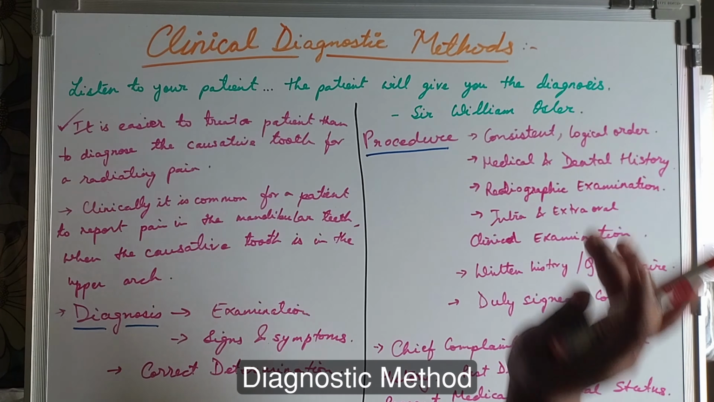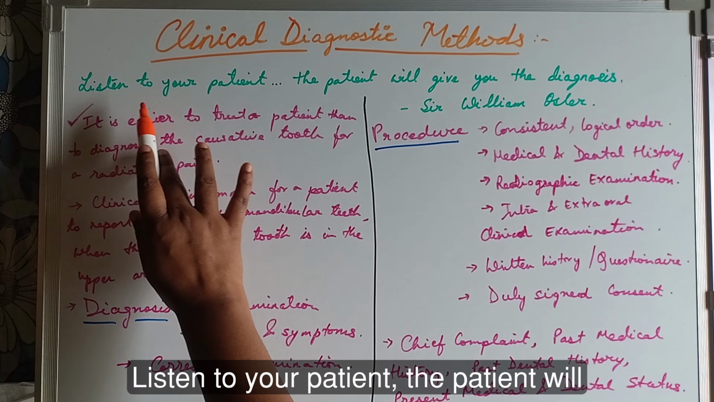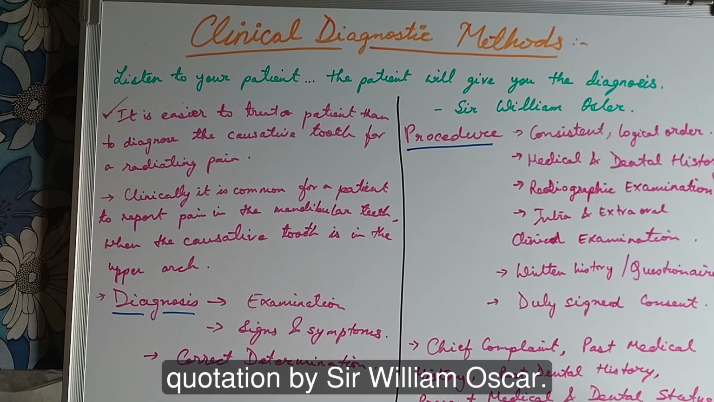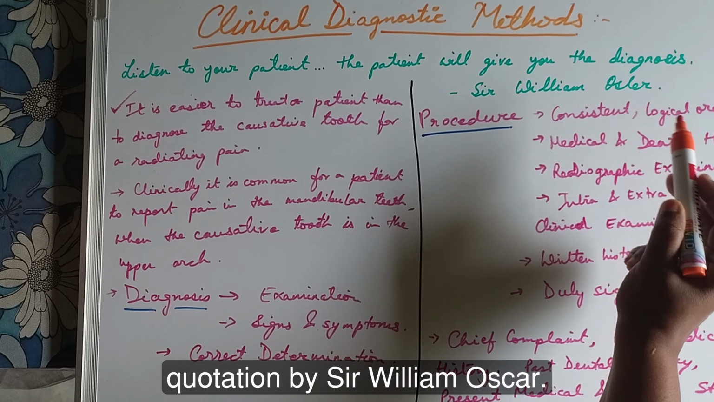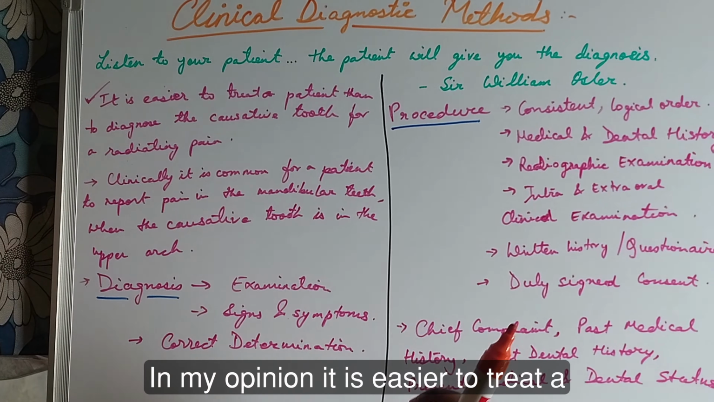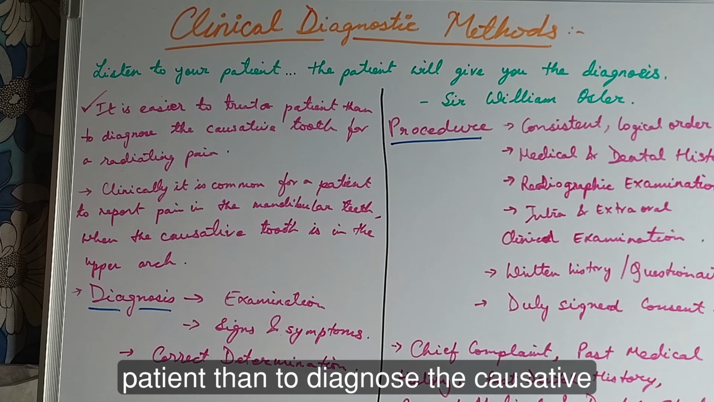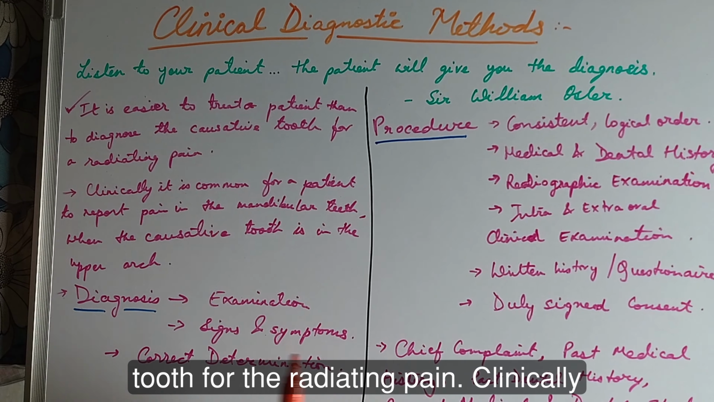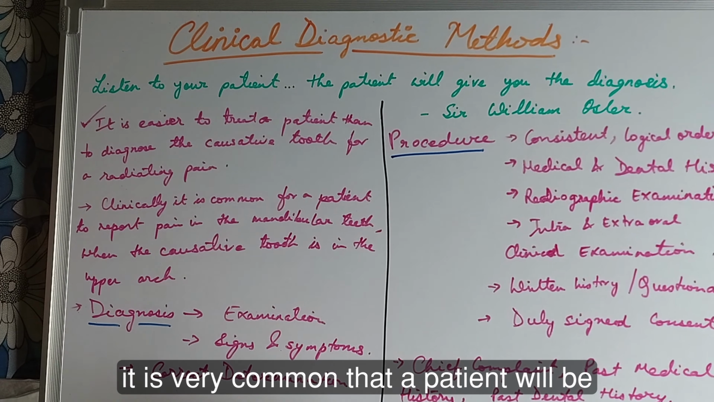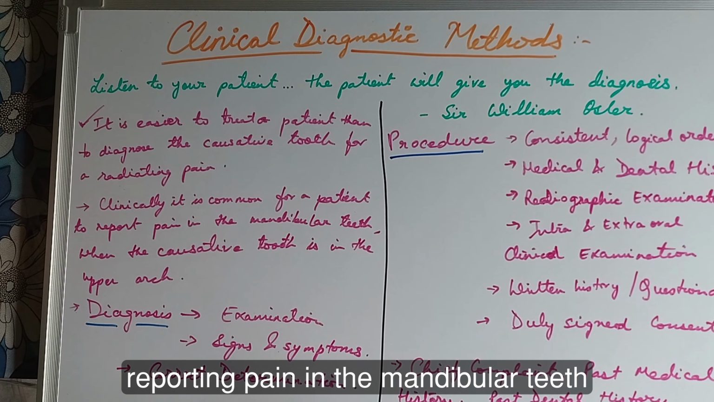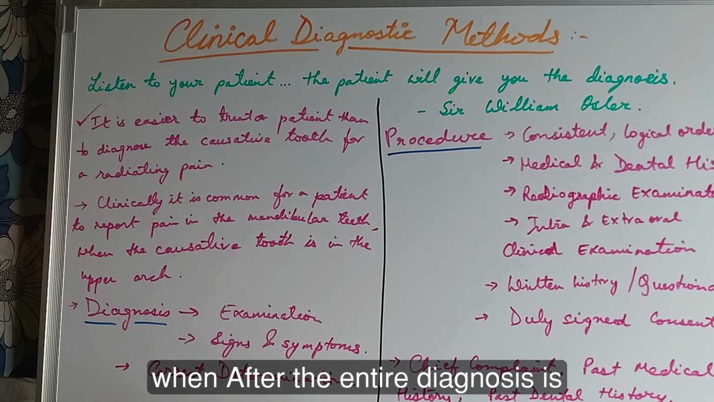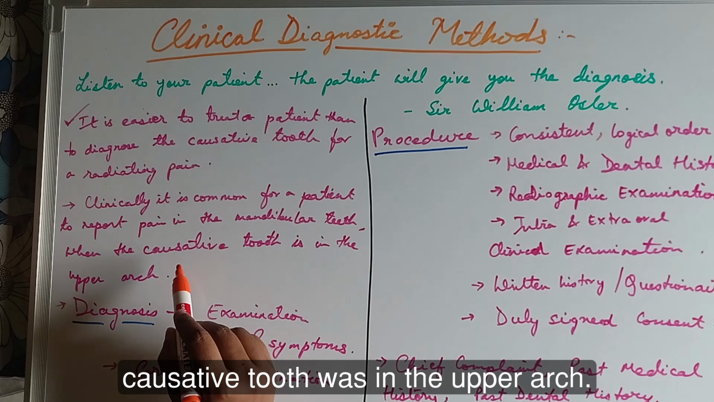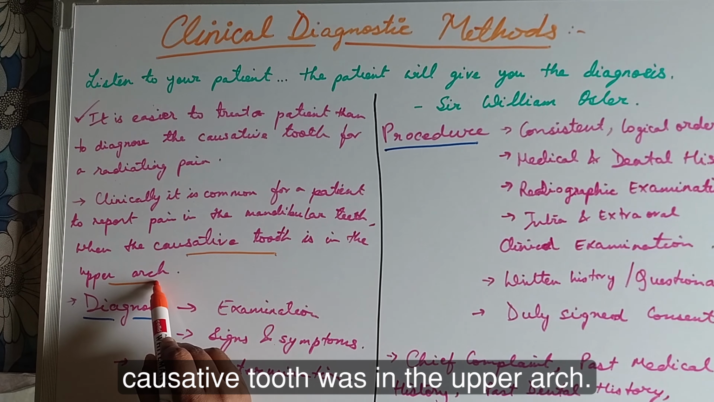Clinical diagnostic methods. Listen to your patient. The patient will give you the diagnosis. This is a famous quotation by Sir William Osler. In my opinion, it is easier to treat a patient than to diagnose the tooth responsible for the radiating pain. Clinically, it is very common that a patient will be reporting pain in the mandibular teeth, when after the entire diagnosis is over, we will find that the actual causative tooth was in the upper arch.